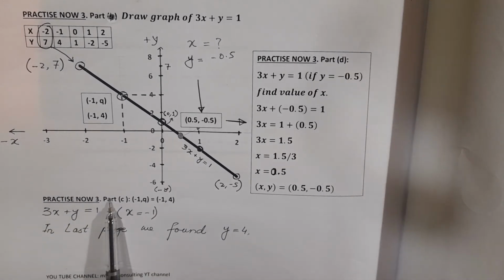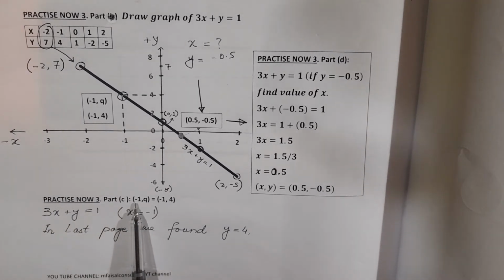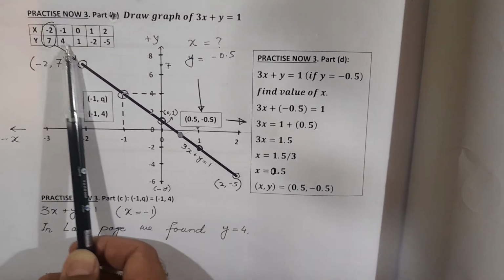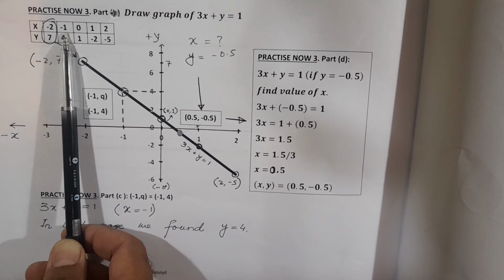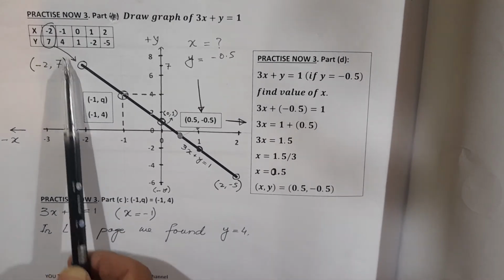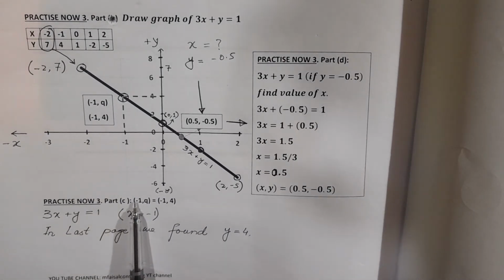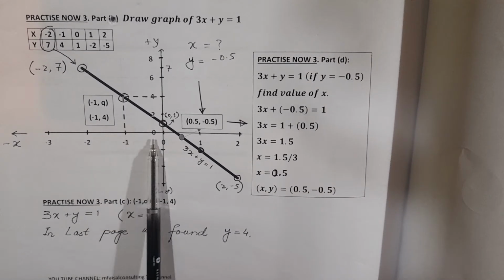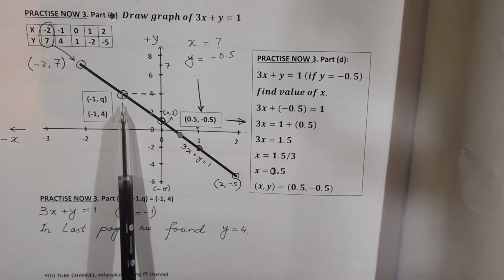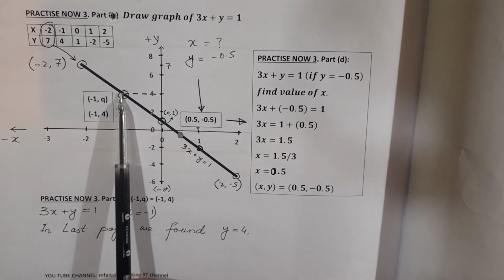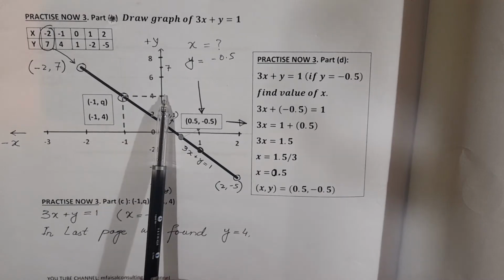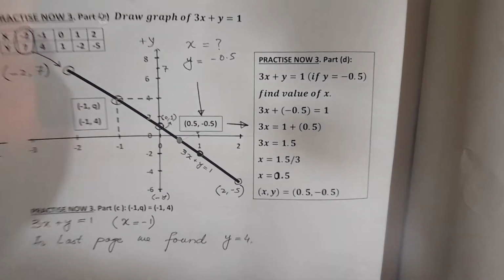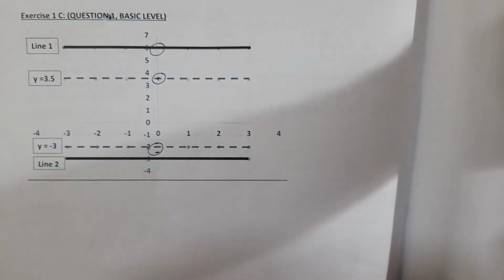Practice now 3, part C. It says that when x is minus 1 and y is q, we already found on the last page that when x was minus 1, y was 4. So when x was minus 1, that is here on the x-axis, and it coincides with the point 4 on the y-axis. So moving on to exercise 1C.